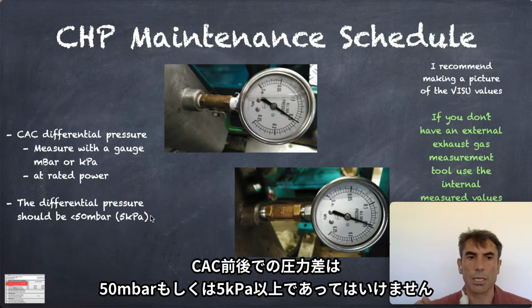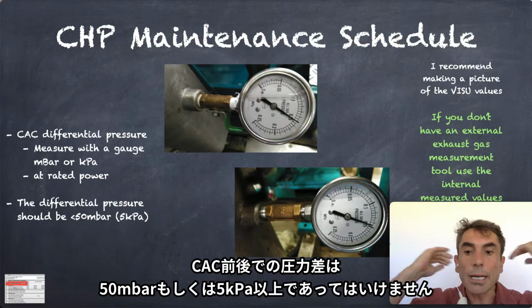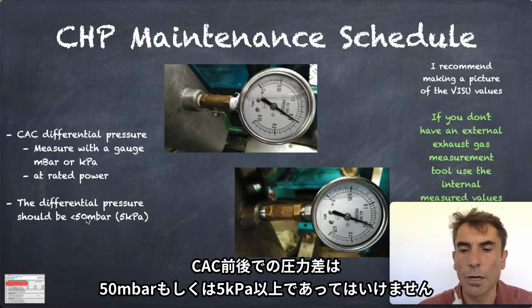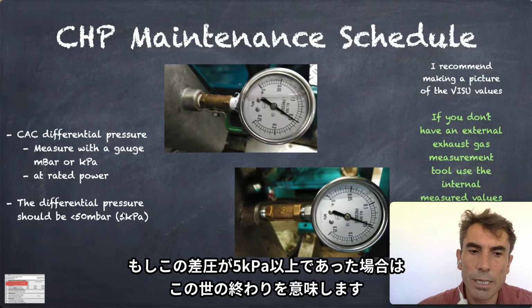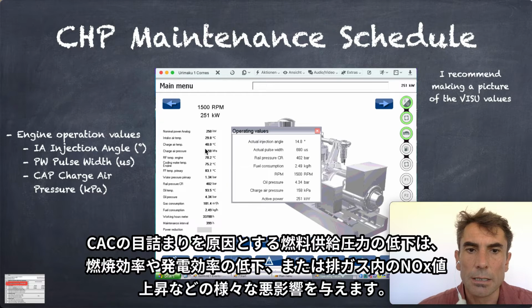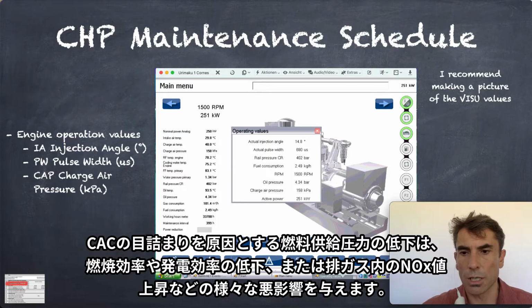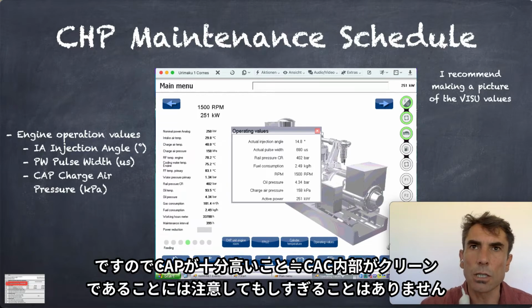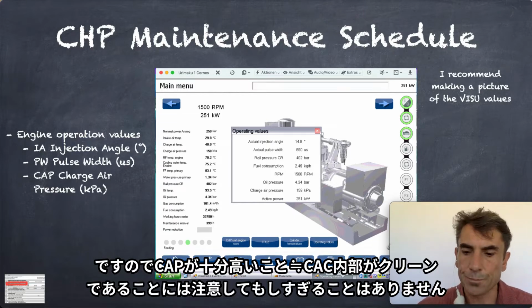The differential pressure on the charge air intercooler should not be higher than 50 millibar or 5 kilopascal. So if we reach a value of 5 kilopascal, that will mean at the end of the day the charge air pressure at the engine will be 5 kilopascal lower than in front of the charge air cooler, which means we are losing pressure and energy through the charge air cooler system from the turbocharger into the engine.